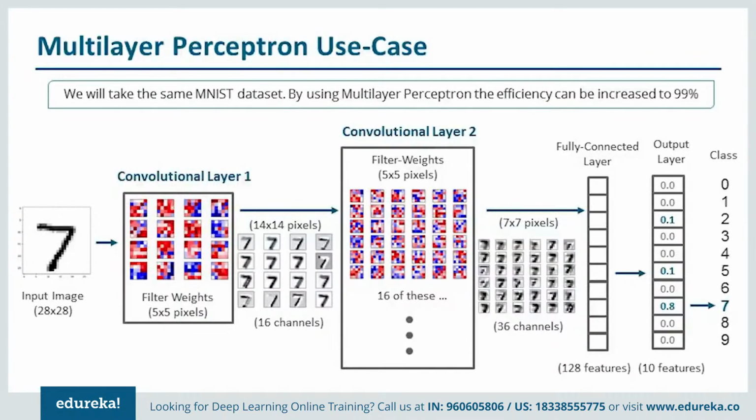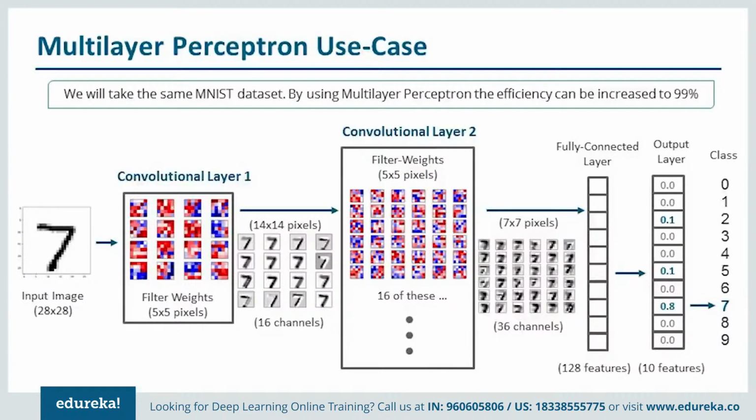So we give an input image to this convolutional network. Then this input image is processed in the first convolutional layer using the filter weights. This results in 16 new images, one for each filter in the convolutional layer. The images are also downsampled, so the image resolution is decreased from 28 by 28 to 14 by 14. Now these 16 smaller images from the first convolutional layer are then processed in the second convolutional layer.